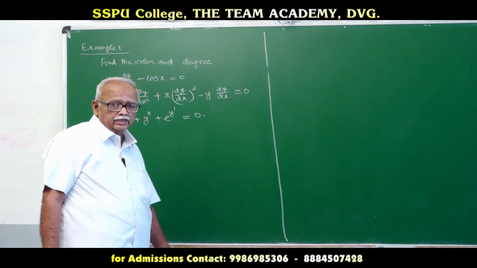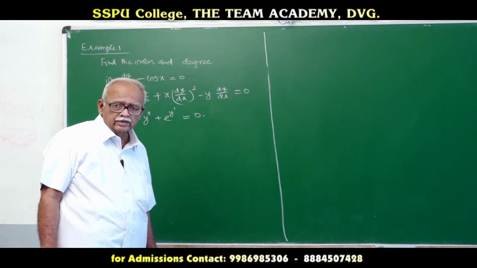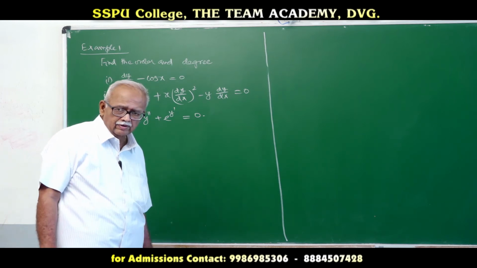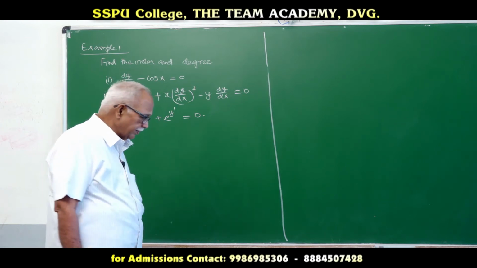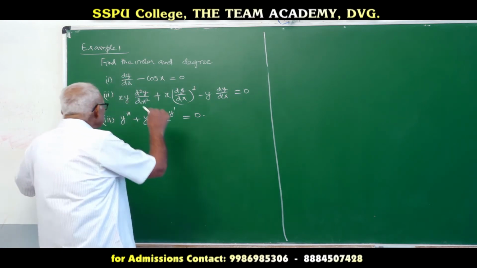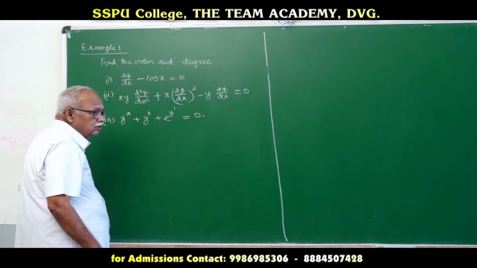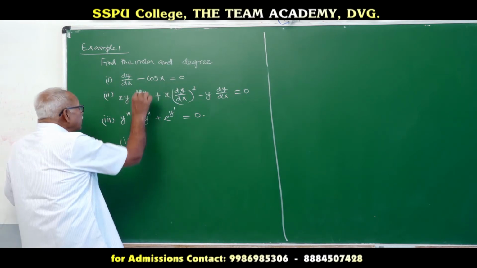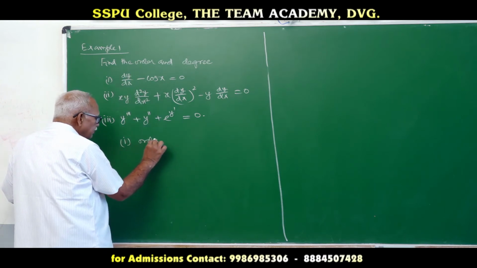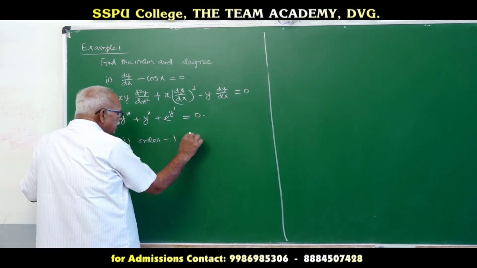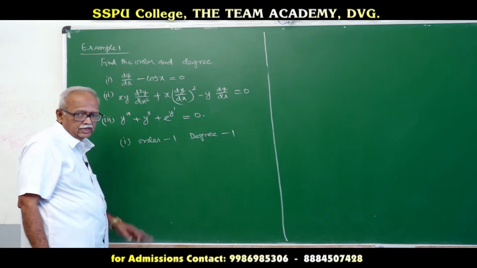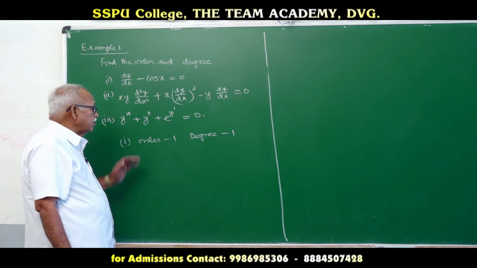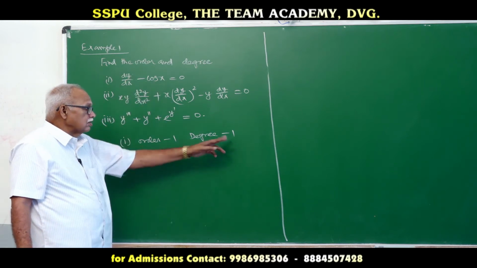We are taking some examples to find the order and degree of a differential equation. Order, we have defined, is the highest order derivative. Degree is the power of the highest order derivative. Now, I have written the equation dy by dx minus cos x is equal to 1. What is the order? Only one derivative is there, so it is first order. What is the degree? The power of this derivative is 1. Therefore, the degree is also 1.